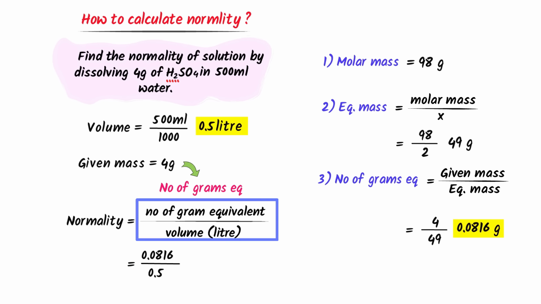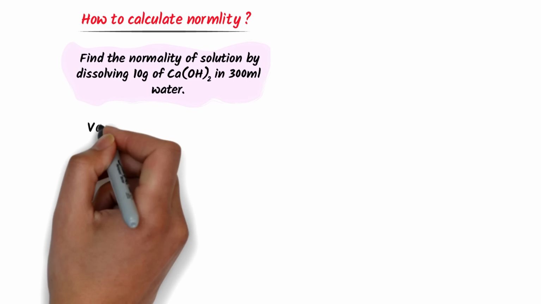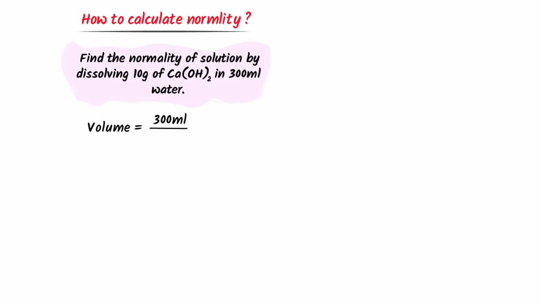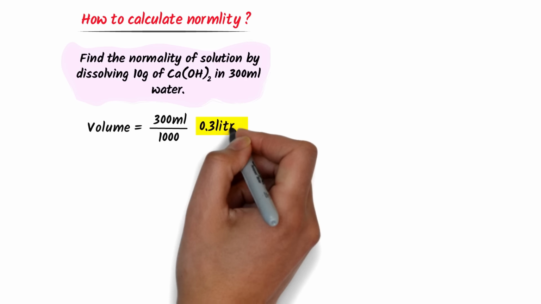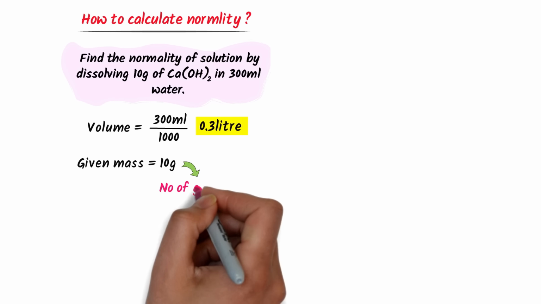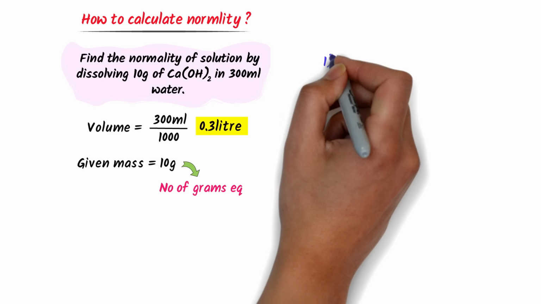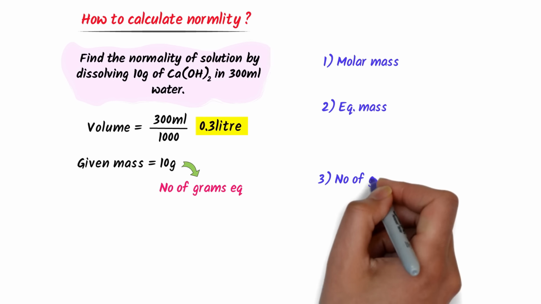Secondly, let me teach you another numerical. Calculate normality of this solution by dissolving 10 gram of calcium hydroxide in 300 ml water. Here, the given volume is 300 ml. I convert it to liter by dividing it by 1000. I get 0.3 liter. Now I need to convert this 10 gram of calcium hydroxide to number of grams equivalent of solute. To do so, I follow 3 steps.